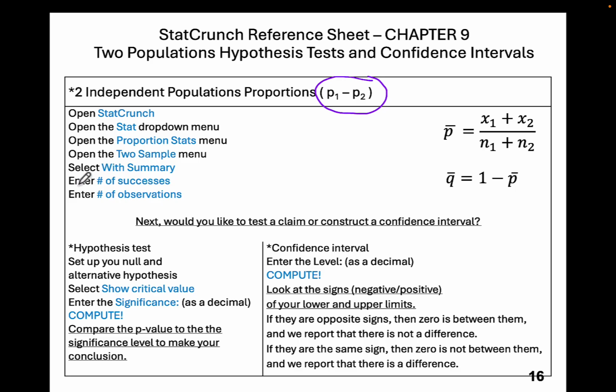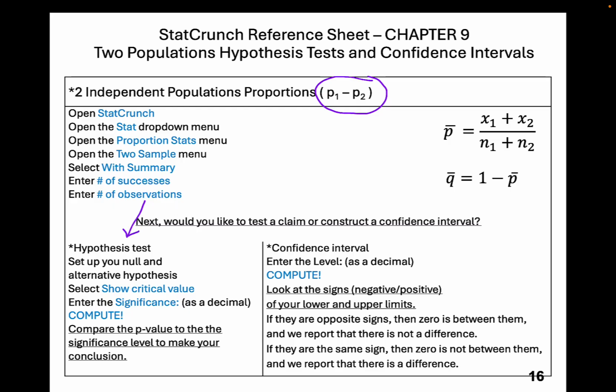We're going to let the program know the number of successes for population 1 and 2, the number of observations for population 1 and 2, and then we will have to let the program know what we are trying to accomplish. So if the task at hand is to test a hypothesis, then at that point you need to tell the program, okay, we're going to do a hypothesis test. But if our task is to set up a confidence interval, then we've got to tell the program, okay, confidence interval. So after this, you'll have to decide.